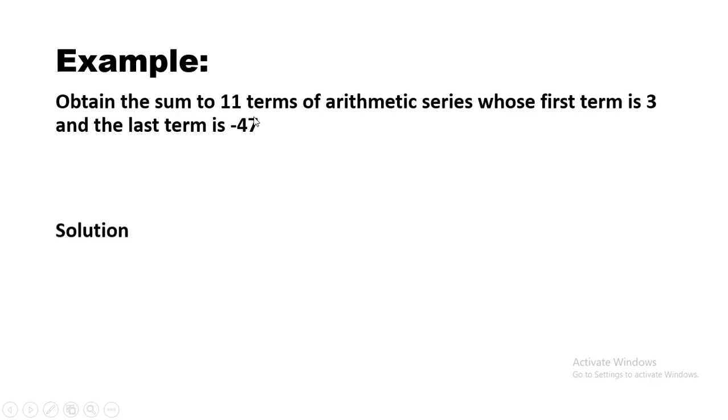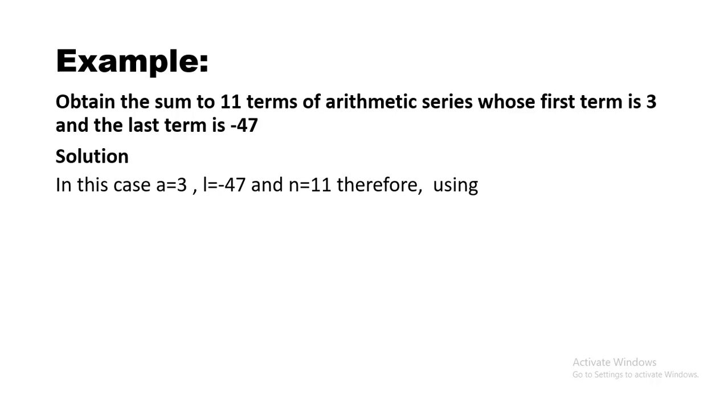So let's see how we can solve this. In this case, A is 3, A indicates the first term, right? L indicates the last term, that is minus 47, and N is equal to 11 because the sum is asked to 11 terms. Therefore I can now use this formula, that is S of n is equal to n upon 2 times (a plus L). Now in this formula, as you can see, there is no D, so I don't need a common difference to use this formula, alright.